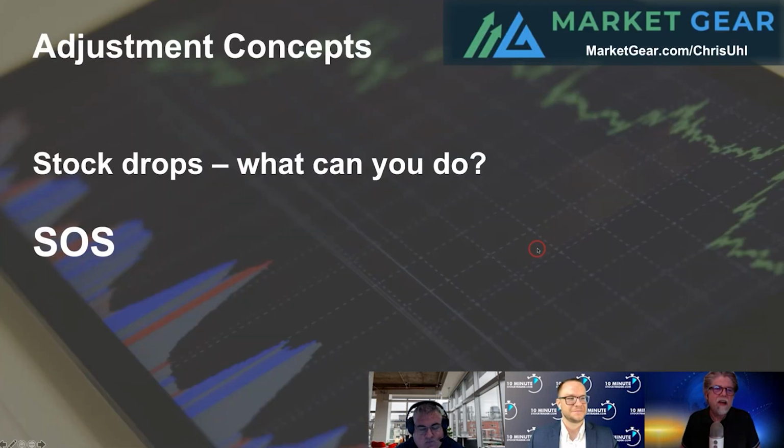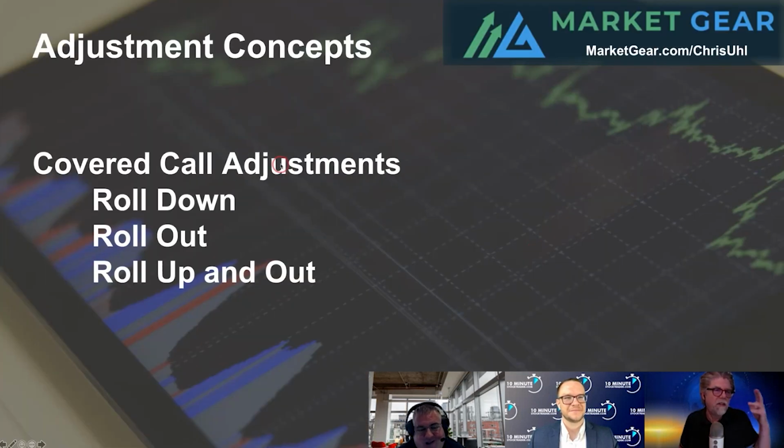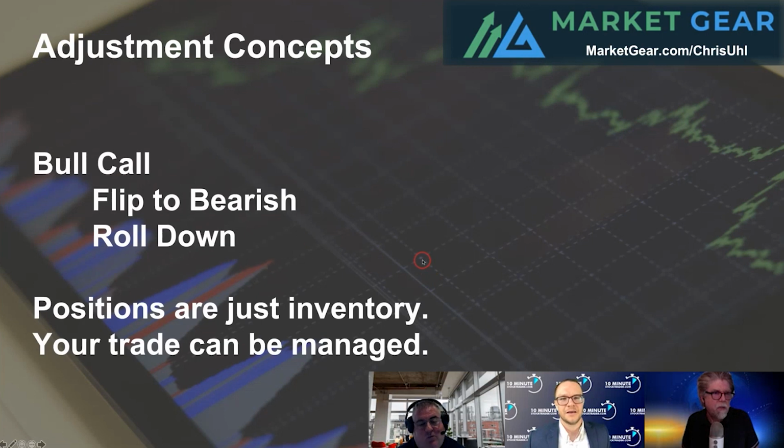So here's the thing I want to really make the point on here. We talked about the covered call. I didn't really go into that much on the covered call adjustment. Sometimes I get into that, but we talked about flipping the bull call to a bear call. We also talked about rolling it down. Here's the thing about it: once you've made the trade, you just want to look at your stuff as inventory. I started out as a bull call spread. Doesn't mean I have to stay in a bull call spread.